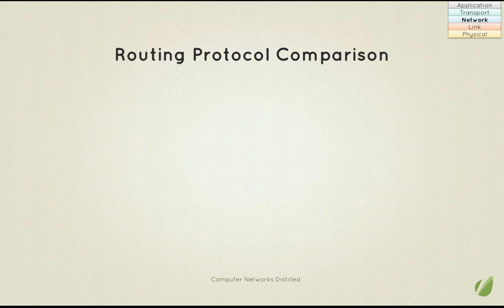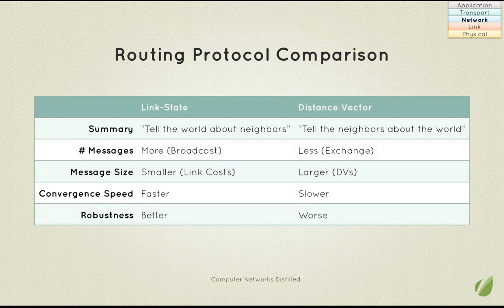Let's compare these two routing protocols. Link state algorithms are going to send out more messages because they have to broadcast them, whereas distance vector only has to exchange with neighbors.